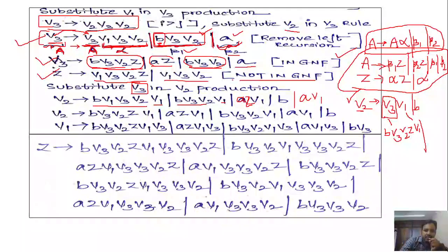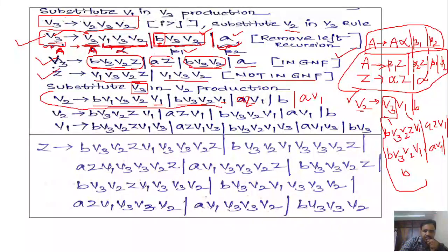Or what is the V3 value? Again we have A Z. If we substitute that, you will get A Z V1, right? Or next we have B V3 V2, so B V3 V2 V1. This V1 will remain the same. Or we have A V1, and next this small b will remain the same. So this is how we get the V2 production. Let me add one more production which I overlooked here, that is A Z V1, A V1. So these are the productions.